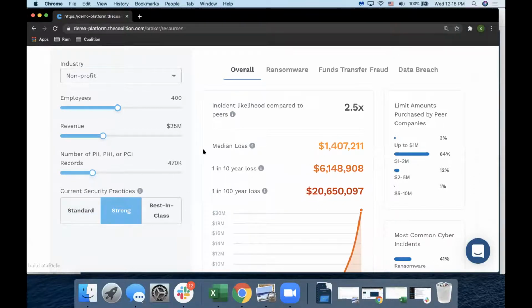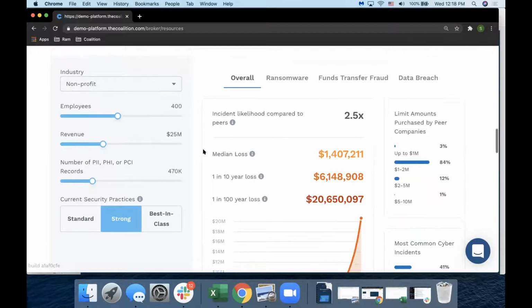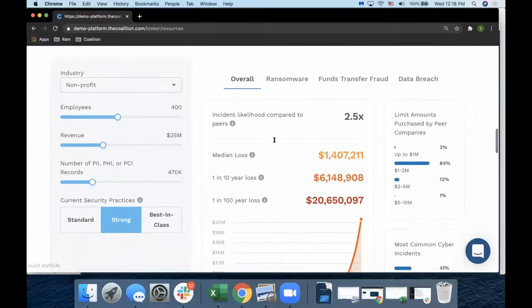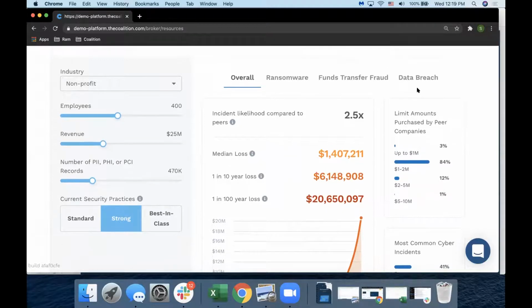But just to focus on the calculator itself for a bit. These are the inputs that I put in, again, available to any Coalition broker. You're able to log in and do this. You'll notice that the calculator itself is not just focused on data breach, but it also enables insights around ransomware, funds transfer fraud, and data breach very specifically.